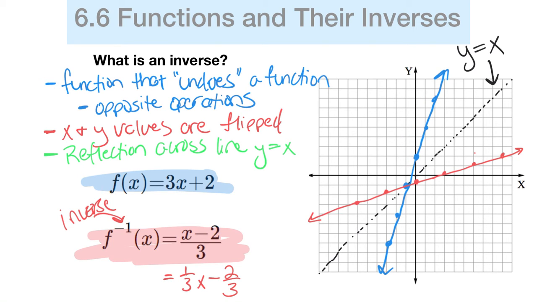In red, I've graphed the inverse function. Now, I did rewrite it as 1/3 x minus 2/3, dividing both of those pieces by 3, because then I could use my y-intercept of -2/3 and then use my slope up 1 over 3 to get my next points. And you can see that our inverse is a reflection of the blue line over that line y equals x.